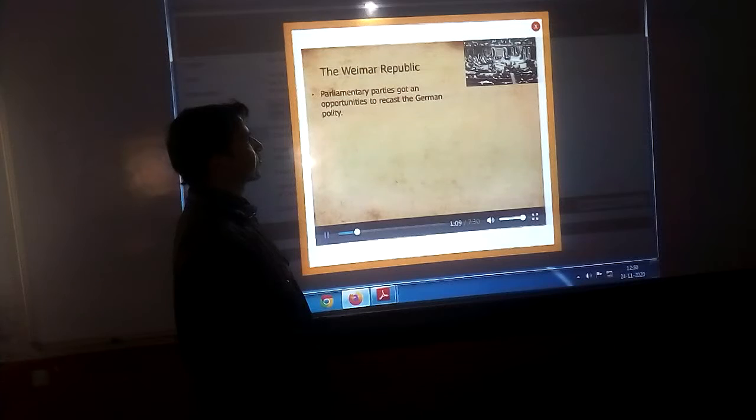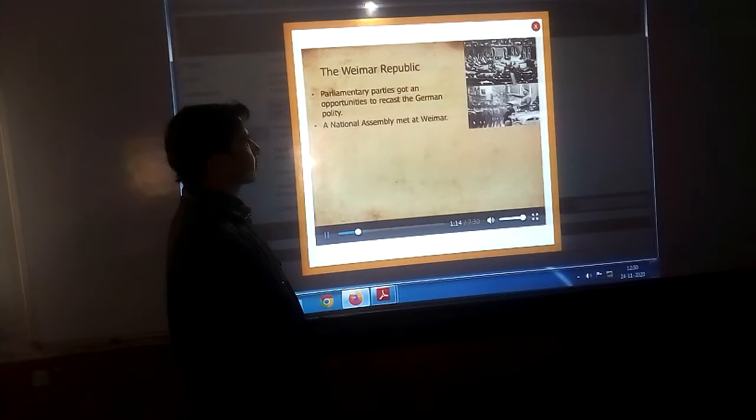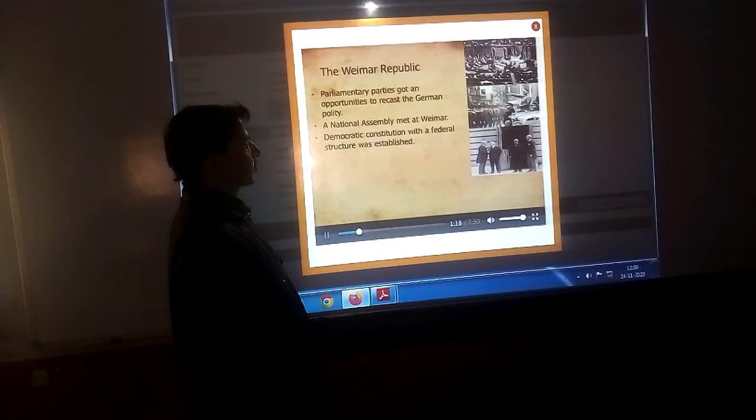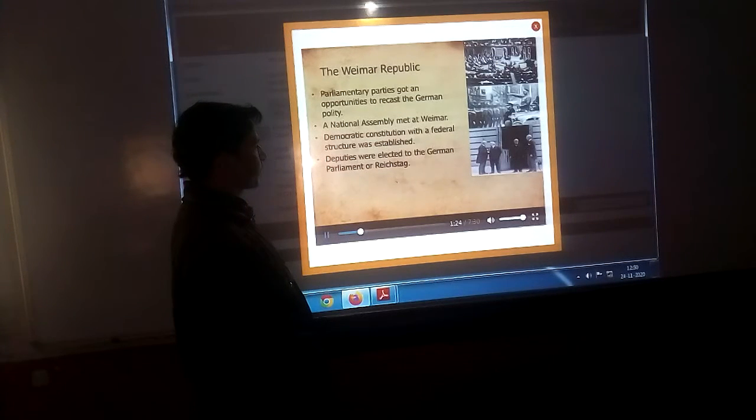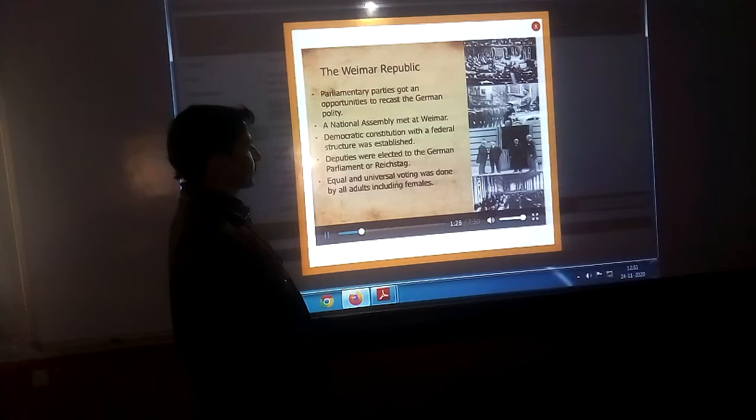Parliamentary parties got opportunities to recast the German polity. A National Assembly met at Weimar. A democratic constitution with a federal structure was established. Deputies were elected to the German Parliament or Reichstag. Equal and universal voting was done by all adults, including females.